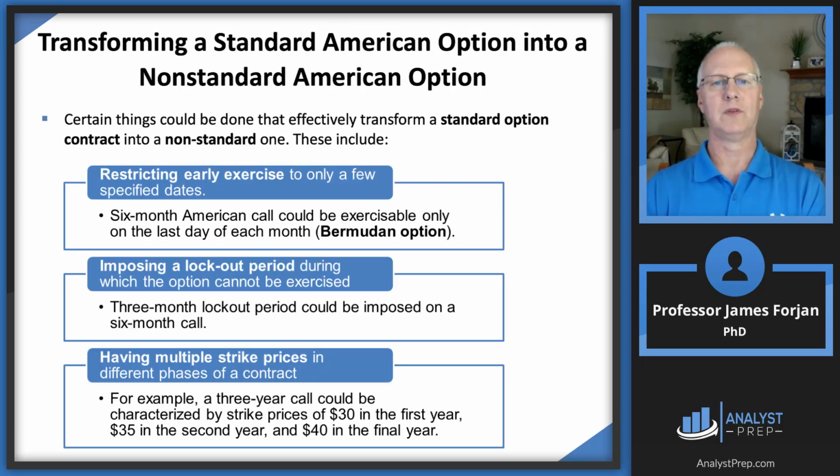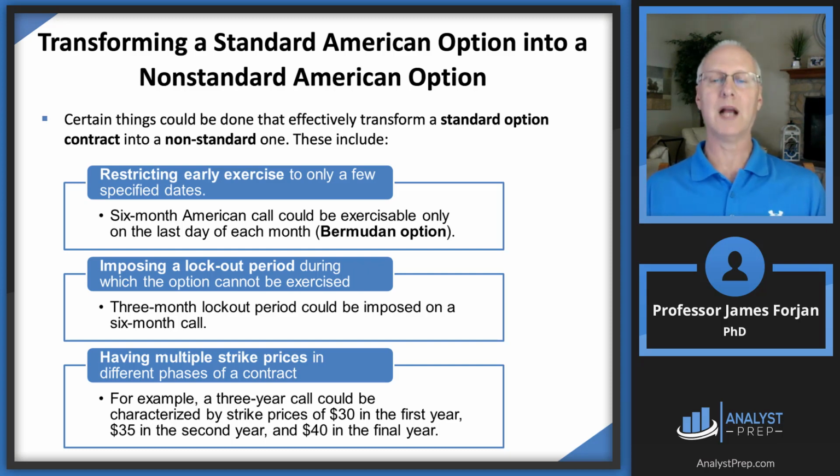Now, there are a couple of ways that you can effectively transform a standard option contract into a non-standard one. And so these are things that you could probably come up with yourself. Restricting the early exercise to only a few specified dates. So say something like, the regular old standard American option, you can exercise it at any time from the time you buy it all the way up until the expiration date. But let's just suppose that you decide that you want to sell an option in which it can only be exercised on Fridays or every other Thursday.